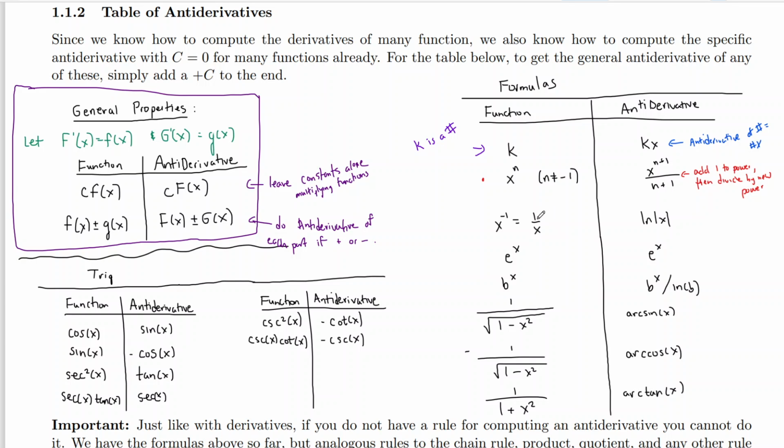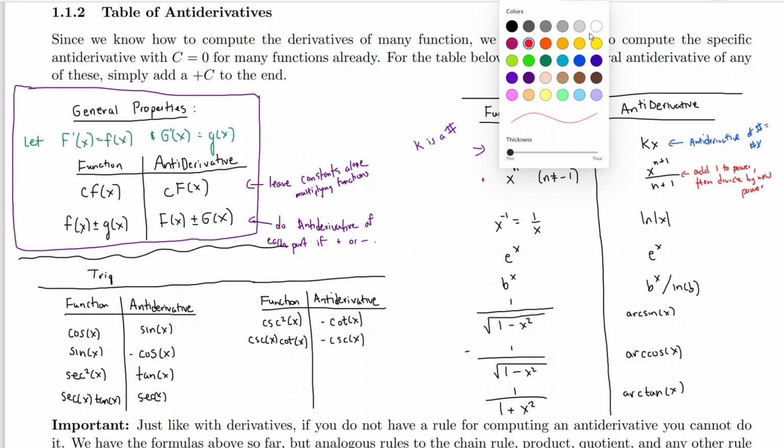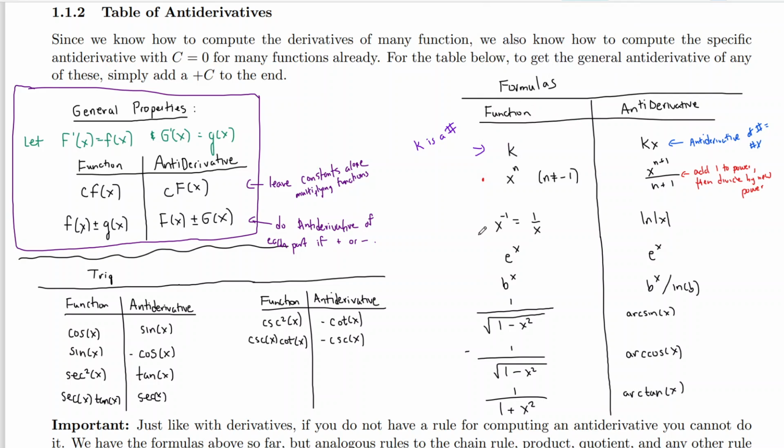but the antiderivative of 1 over x is already a special formula, and it is the natural log of the absolute value of x. So x to the -1 would be exactly this with n equal -1. We can rewrite that as 1 over x. Now you should be prepared to see both of these, and of course you should be very comfortable with rewriting x to the -1 as 1 over x, or if you would like 1 over x to be rewritten as x to the -1, it's fine. But its derivative or antiderivative is the natural log of the absolute value of x.